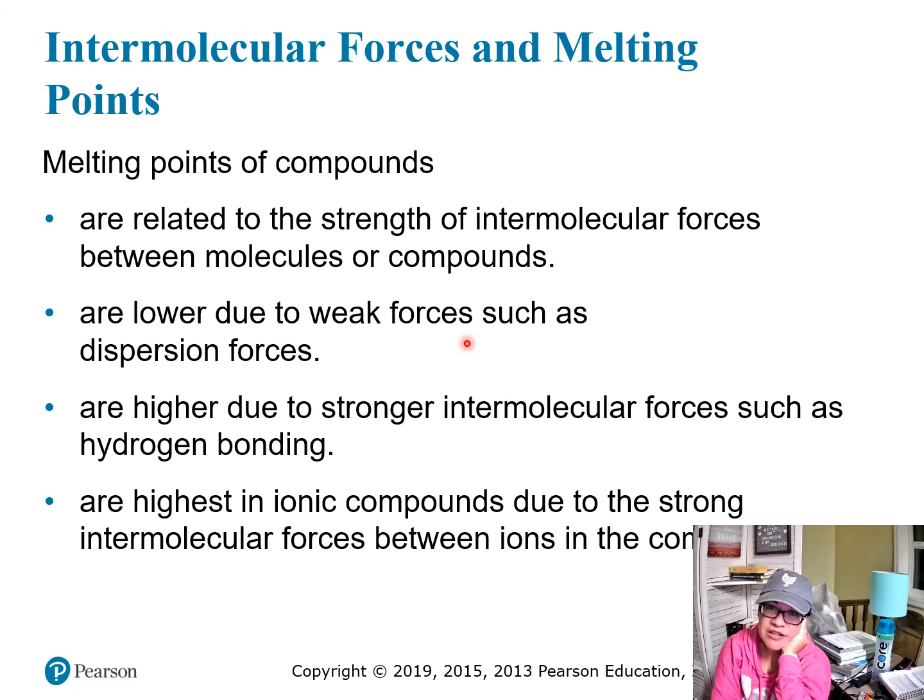These intermolecular forces affect melting point because these molecules are bonding with each other, and those bonds have to break in order for something to melt, to go from a solid to a liquid. So it's related to the strength of the intermolecular forces, and you have a higher melting point if there are stronger forces. Ionic bonds have the highest melting points, because those intermolecular forces are really strong between ions, between the positive and negative.